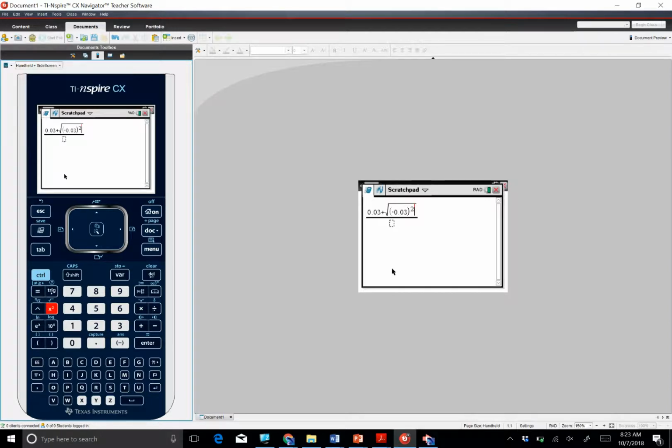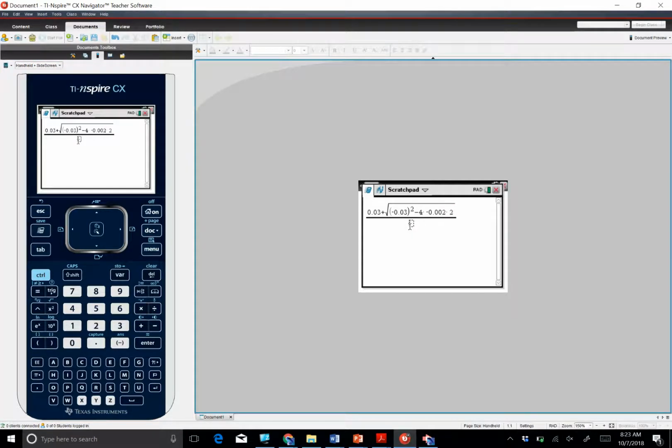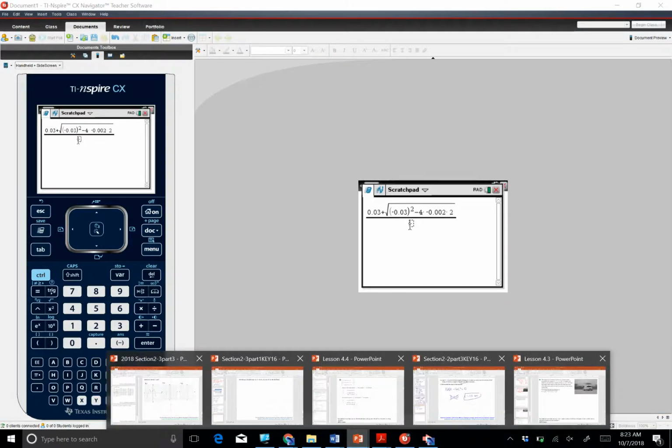And then minus 4, and then it's times negative 0.002 times 2. I think I may have done that in a different order. The book, I was just doing what the book had written in their answer key. And then it's over, I think I wrote it in the problems wrong. Let me go back and look real quick.